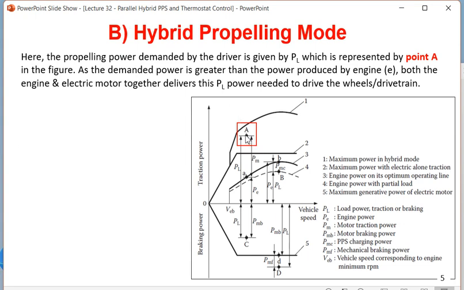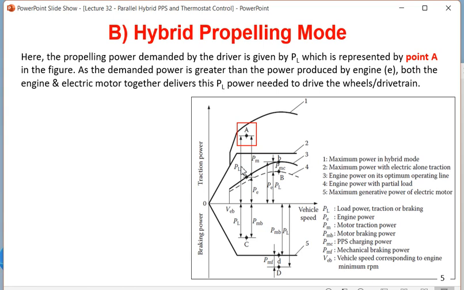You are finding that too much load power is asked, so PL is very high. PL is given by PE, the engine power at point A, and PM. PM is nothing but PPS discharging through the motor. That's why this PM is actually from PPS. PPS is coming from the PPS source, and PE is coming from the engine. So PE plus PM is equal to PL.